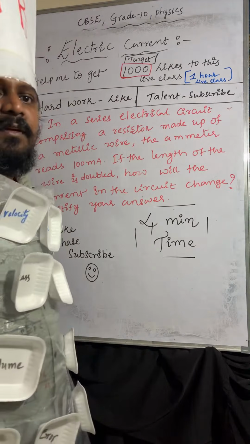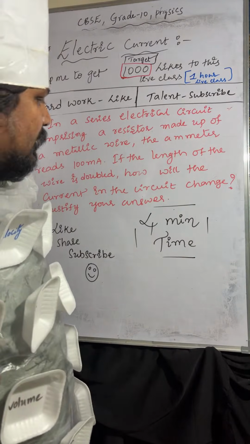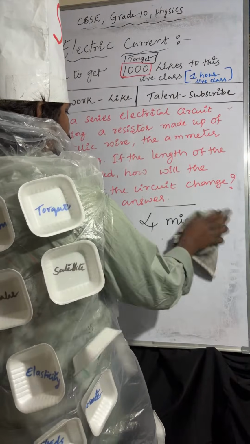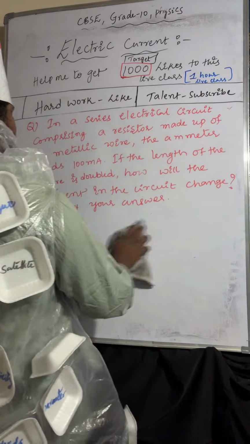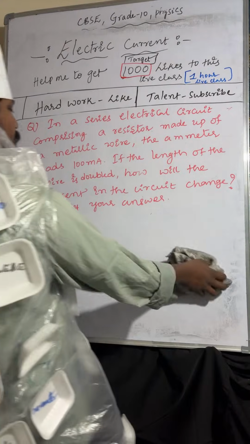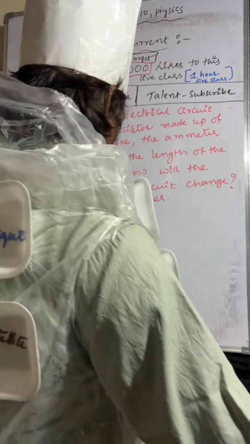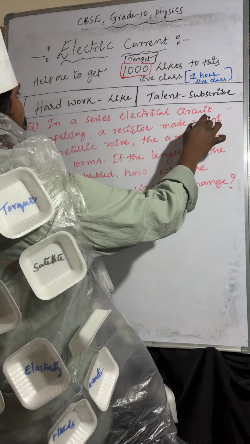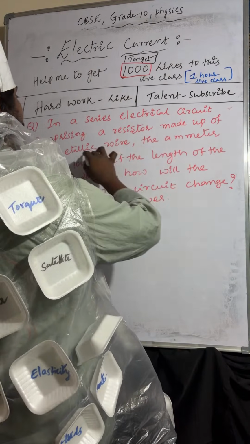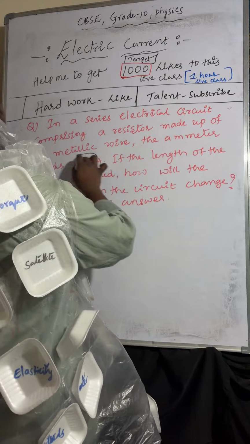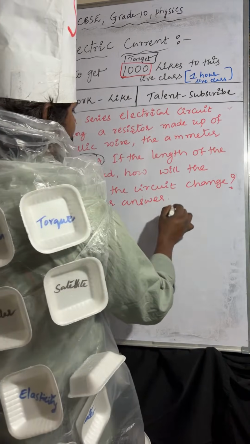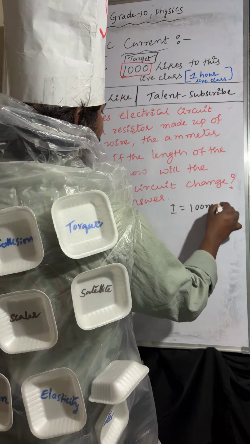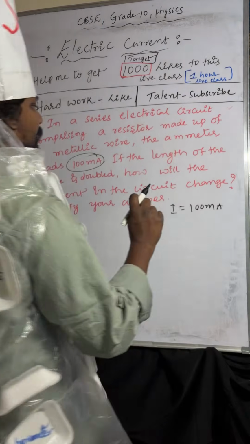Okay, let's solve the problem. Here you can observe, in a series electric circuit made up of metallic wire, the ammeter reads current I equal to 100 milliampere.